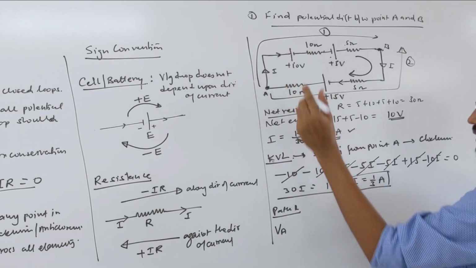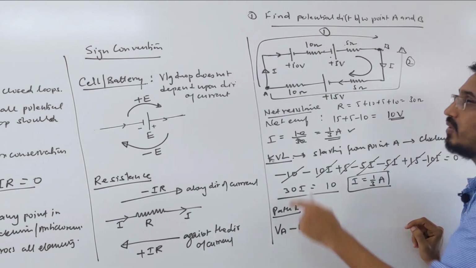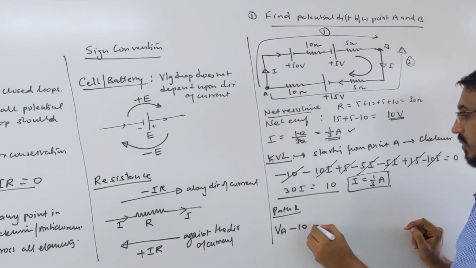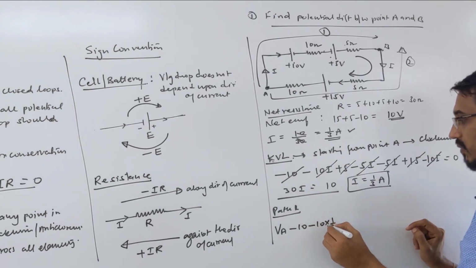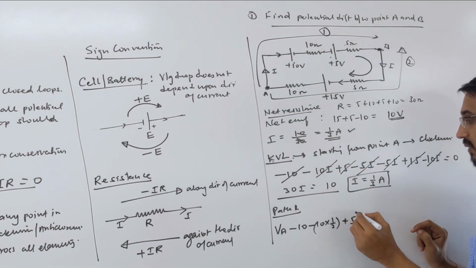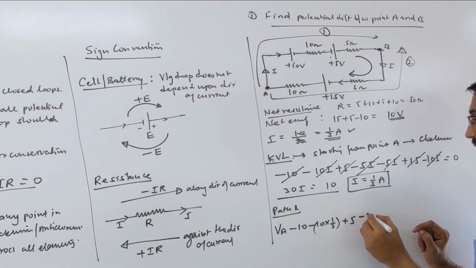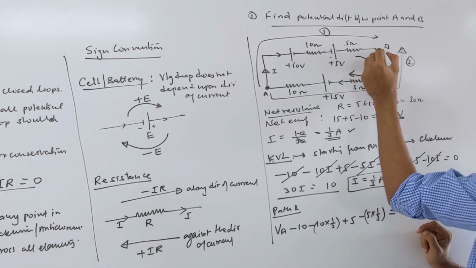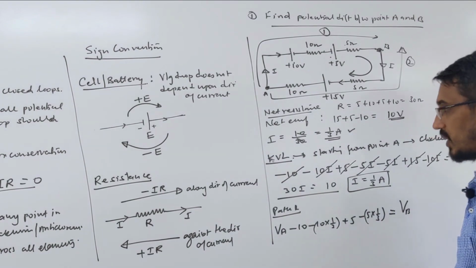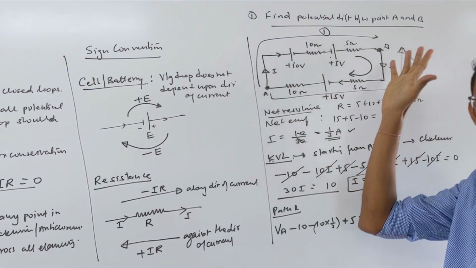Then you got this battery, minus 10 volt, right, jumping positive to negative. Then we got this resistance, we are going in the direction of current, so minus 10 into current, which we now know is 1 by 3. Here then we got this battery plus 5, right, then we got this resistance, minus 5 into 1 by 3, is equal to the last point where you want to find, VB. Like this you have to write, starting from that point is equal to the last point.